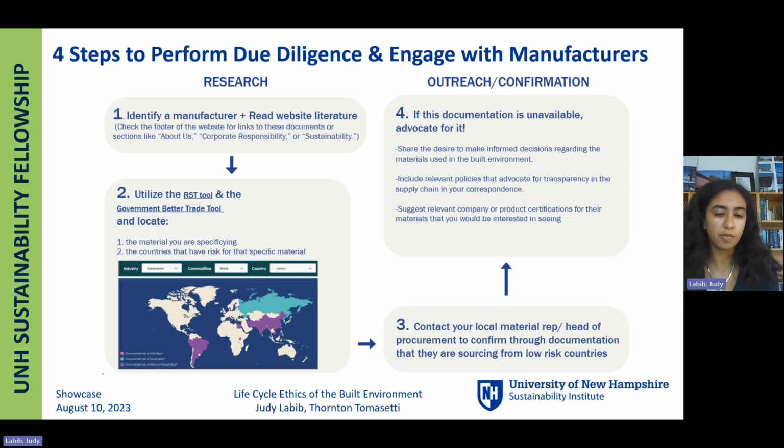The first step is to identify the manufacturer that you're working with and read their website literature. This can mean looking through their HR policies and understanding a company's existing policies with regulations like the California Transparency in Supply Chains Act or other policies like the Build America, Buy America Act. After sorting through their website, you can utilize trusted tools like the Responsible Sourcing tool or the Government Trade tool to locate the material that you're inquiring about and identify the high-risk countries associated with that material.